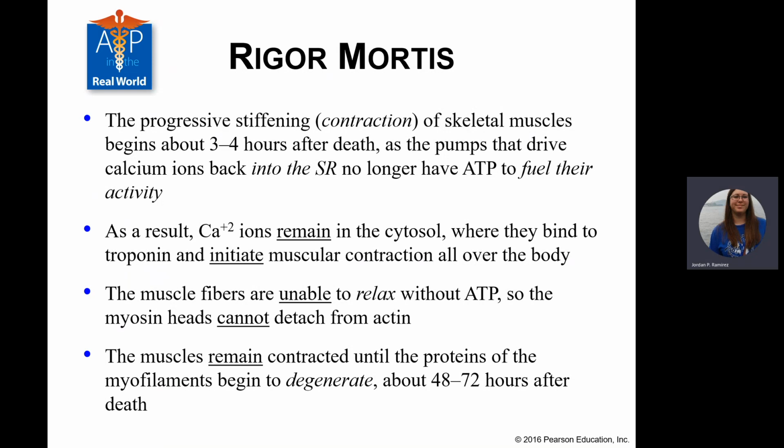The muscle fibers are essentially unable to relax without energy to do so. The myosin heads can't detach from actin. So the muscles remain contracted until essentially the proteins of the myofilaments fall apart. They degenerate, which is about 48 to 72 hours after death. It's actually kind of cool to think about the chemical process of all this, even after death. Really cool.